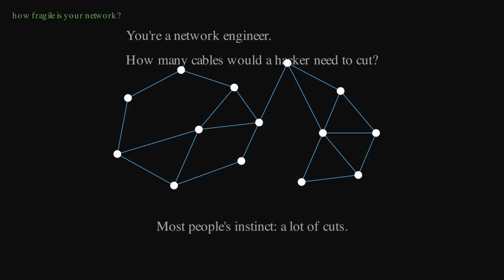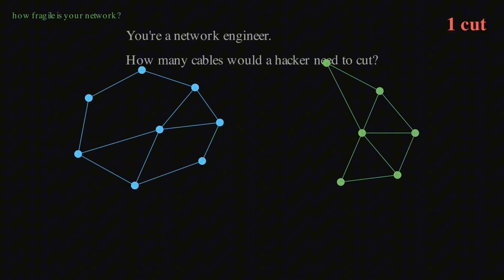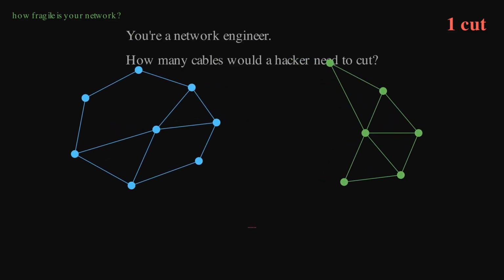Most people's instinct is a lot. There are thousands of cables. You'd need to destroy half of them. That instinct is wrong. Sometimes catastrophically wrong. One cable, one cut. That's all it took. And the reason comes down to a number so simple it fits in a single variable, baked into the structure of every network, whether the engineers plan for it or not.